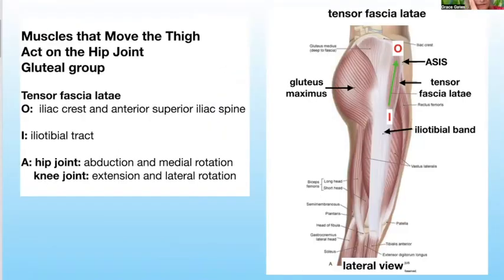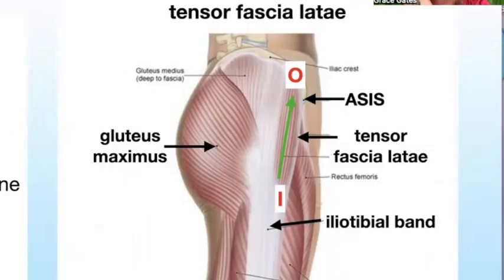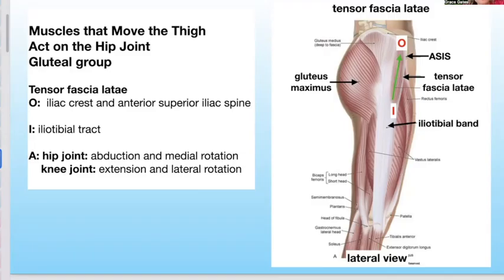Okay, now the tensor fascia latae muscle. The origin is the iliac crest and the anterior superior iliac spine. That, remember, is the most anterior point of the iliac crest. The insertion is the iliotibial tract. On the hip joint, it performs abduction and medial rotation. And at the knee joint, it helps to extend and laterally rotate the knee.